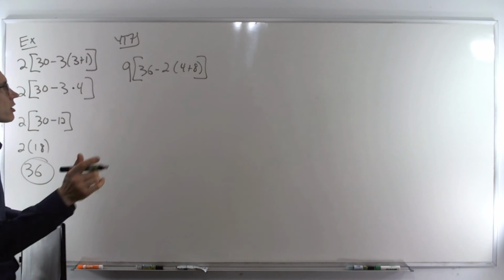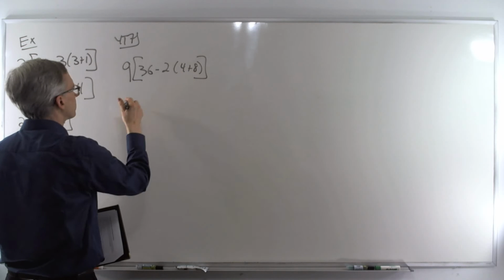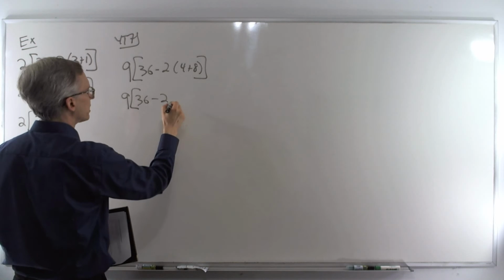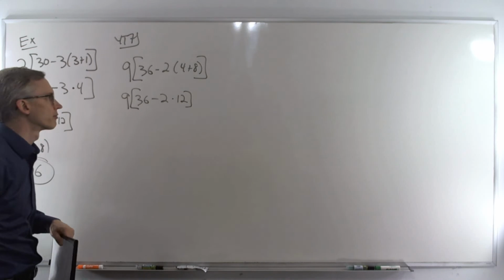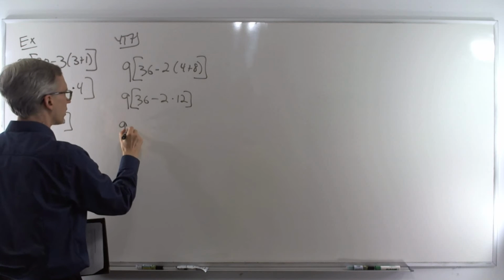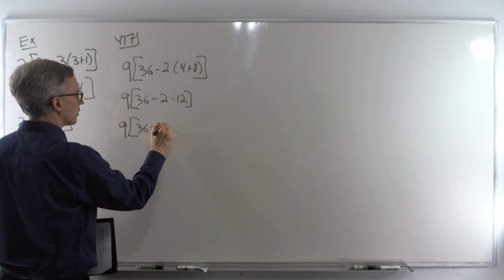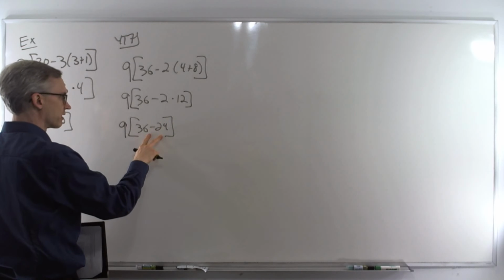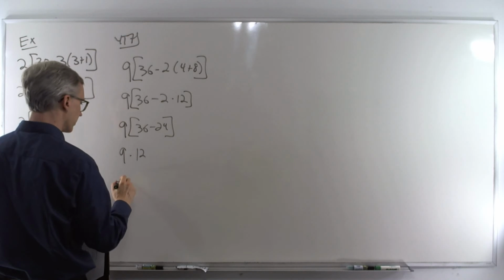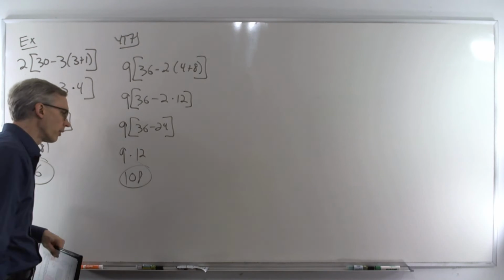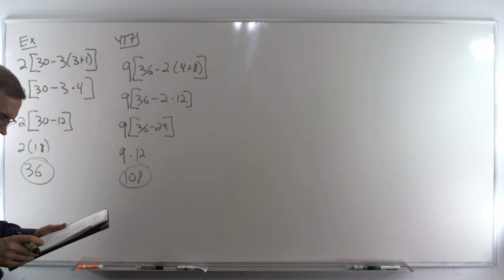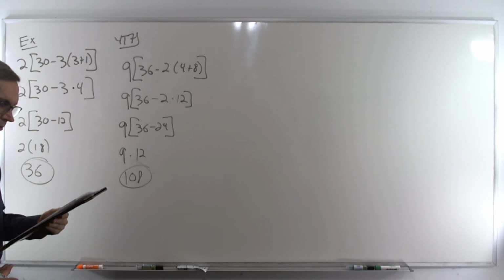All right, so we're going to start inside the inner parentheses. Write everything down exactly as it is. And 4 plus 8 is 12, so we got 2 times 12. And parentheses are gone. Now we can multiply here, get 24. All right, finish off inside the parentheses. Subtraction. That's 9 times 12, and it gives us 108. All right, your turn, number 8.